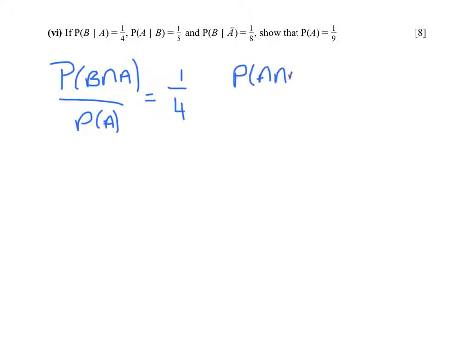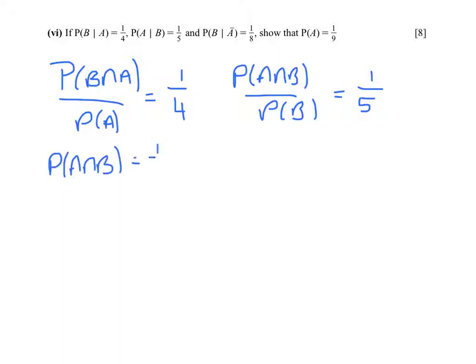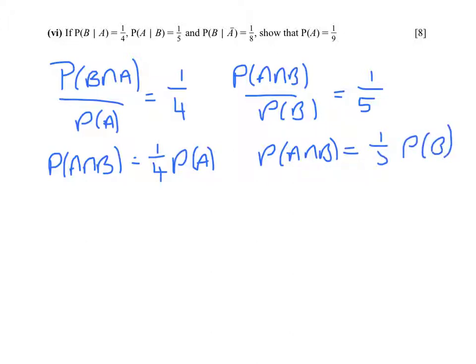The probability of B, given that A has already happened, is the probability of B and A all over the probability of A, which is 1/4. Probability of A, given that B has happened, is the probability of A and B divided by the probability of B, which is 1/5. Both of these formulas can be rearranged to give me the probability of A and B. It's 1/4 the probability of A, and in this one it is 1/5 the probability of B.